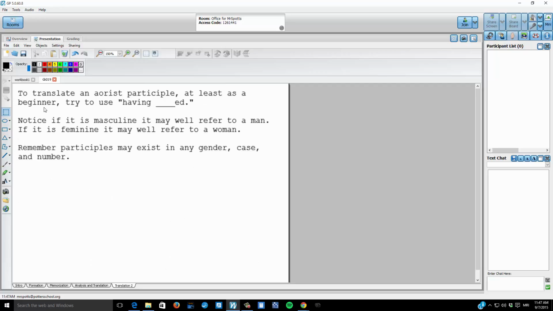And to translate an aorist participle, at least as a beginner, try using "having blanked." So having walked, having loosed. I guess we can't say having seed, we'd say having seen. Or having gone. No, not just having gone. But that -ed adjective will be a participle normally in English. And if it's masculine, remember, it could well refer to a man. If it's feminine, it could well refer to a woman. Watch for it to be in any gender, number, and case.